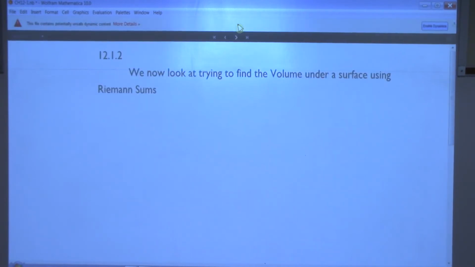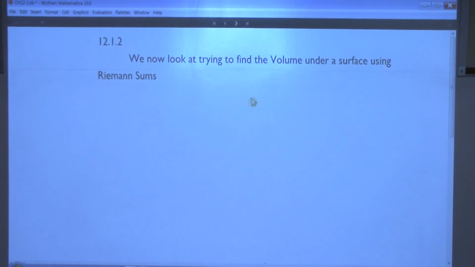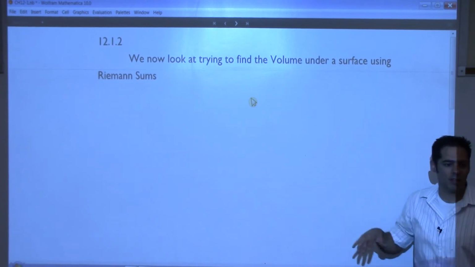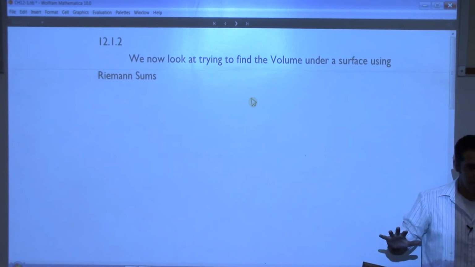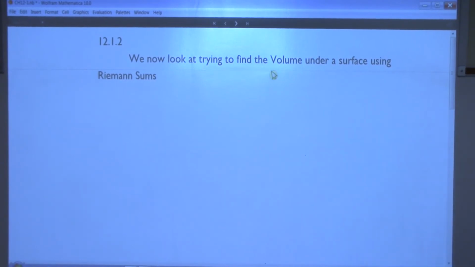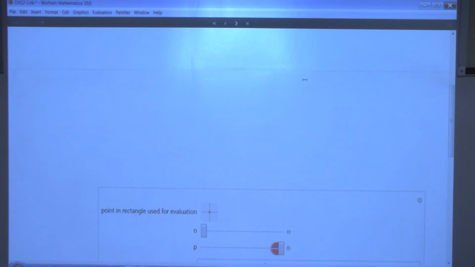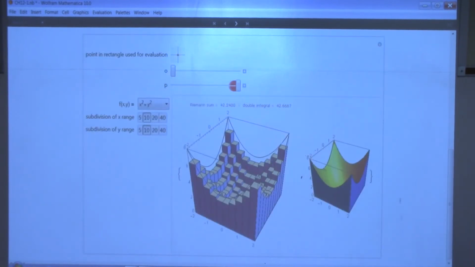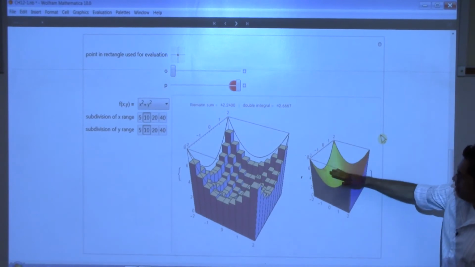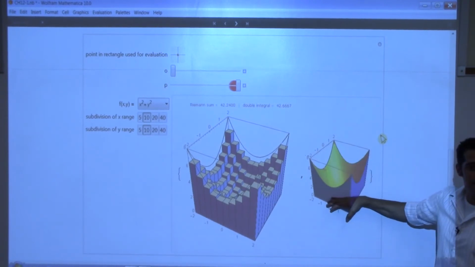We are interested now in finding what are called double integrals. Instead of looking at the area underneath the curve, we want to look at the volume under a surface. But do you see the similarities? So we're going to try it using Riemann sums. Here is a surface, and I'm trying to find the volume underneath it.